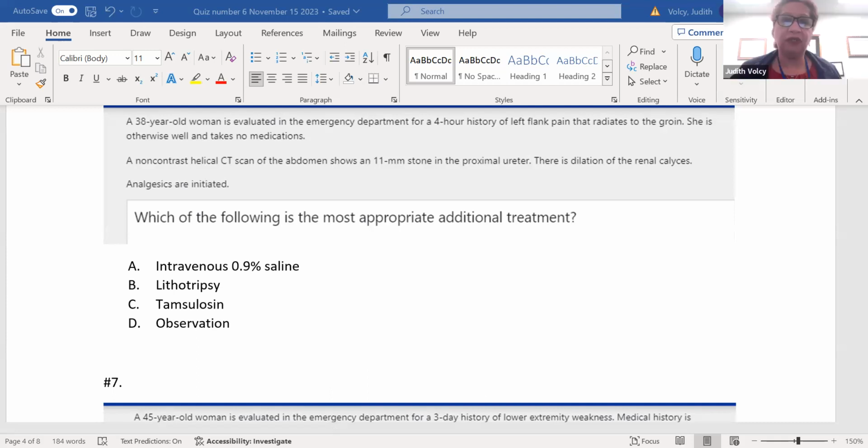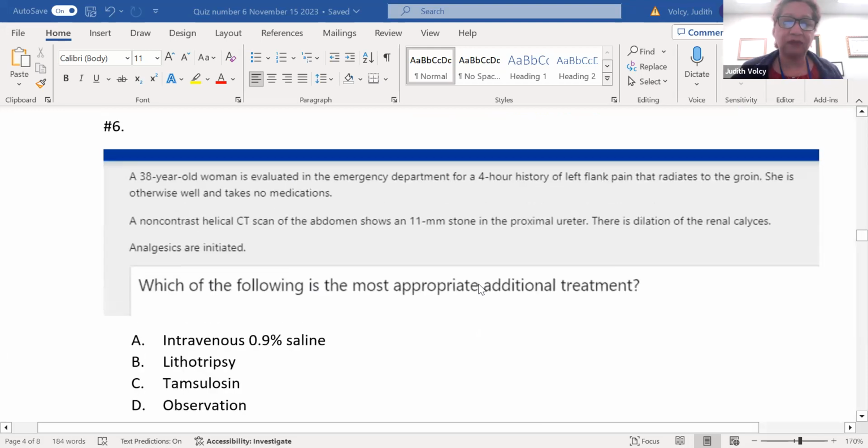Okay, so the first question is, you have a 38-year-old woman evaluated in the ED for a 4-hour history of left flank pain that radiates to the groin. She's otherwise well, takes no medications. A CT scan of the abdomen without contrast shows an 11-millimeter stone in the proximal ureter. There is dilation of the renal calyces. Analgesics are initiated. Which of the following is the most appropriate additional treatment?